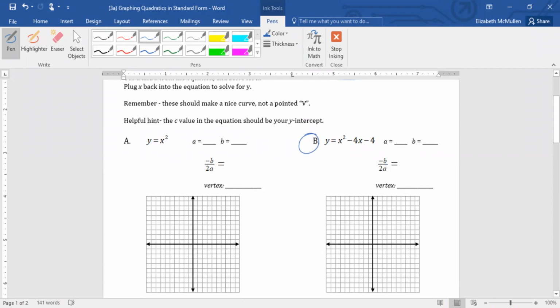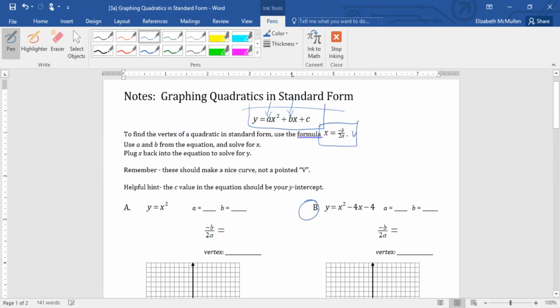So let's start with b. We know our formula is negative b over 2a. So this is b, this is a. So b is a negative 4, but I don't want negative 4, I want negative b. So a negative 4 is a positive 4 over 2 times a, which is 1. So 4 over 2 equals 2. Sorry, x equals 2. All right, so we know that x is 2.